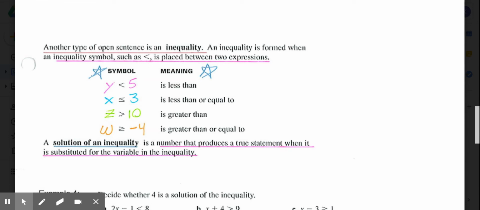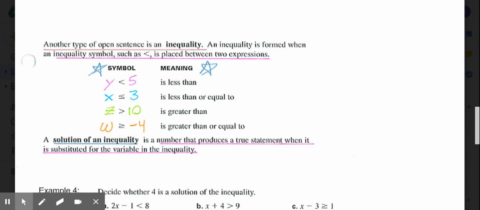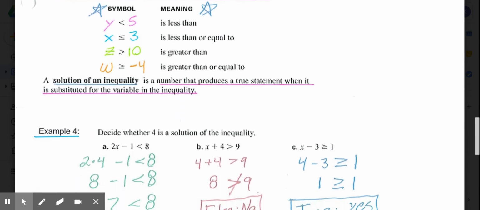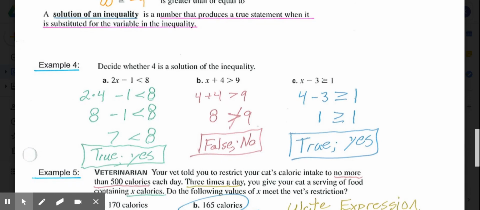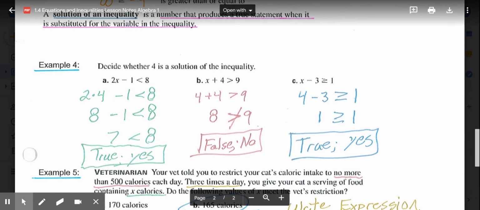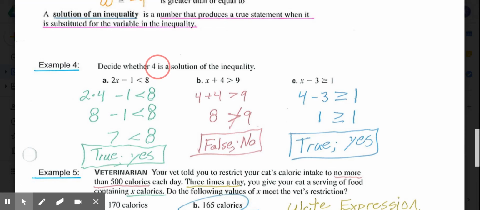And then a solution of an inequality, just like a solution of an equation, is a number that produces a true statement when it's substituted for the variable in the inequality. So we'll look at a few examples of checking if numbers are solutions to inequalities. In example 4, we're deciding on every one of these if 4 is a solution to the given inequalities.